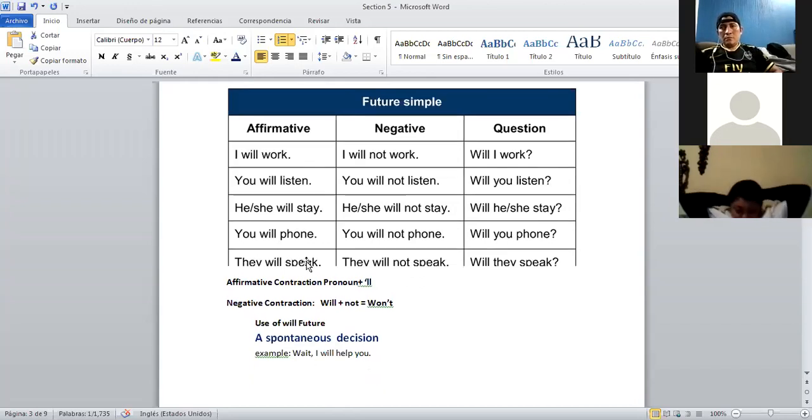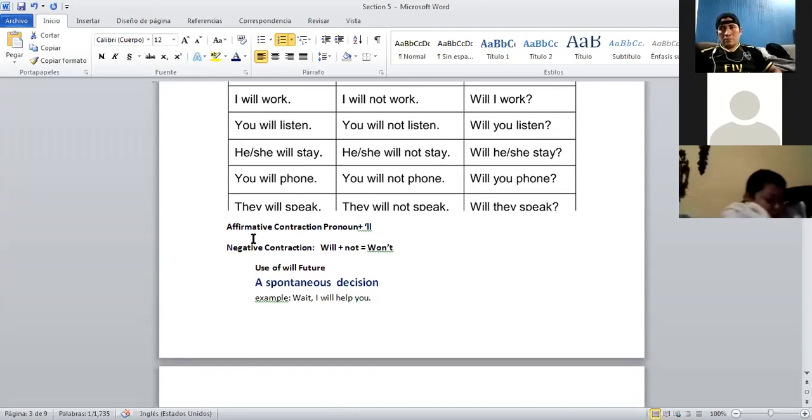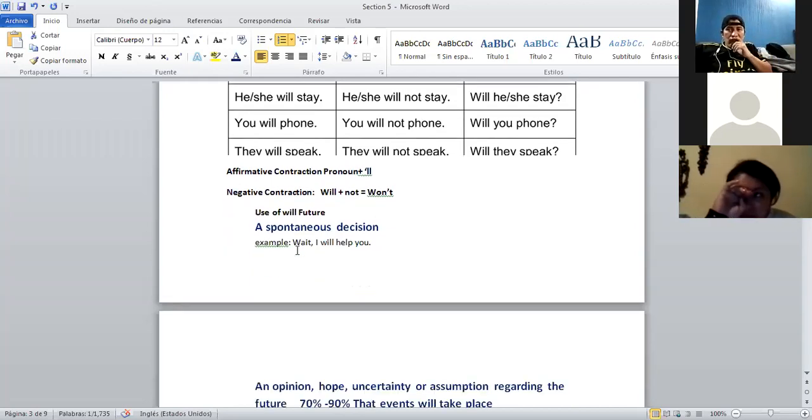Now, they will speak. Contraction, they'll speak. They will not speak. They won't speak is the contraction. And the question, will they speak? Very simple. Now, affirmative contractions, pronounce 'll, right? I'll, you'll, he'll, she'll, you'll, we'll, they'll. Negative contraction, will plus not. So that is won't. Okay.